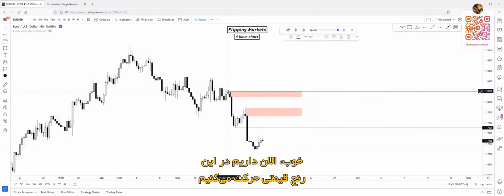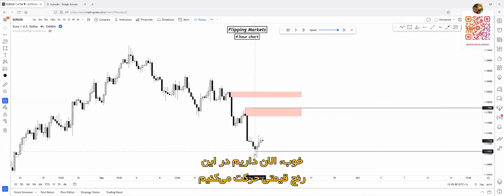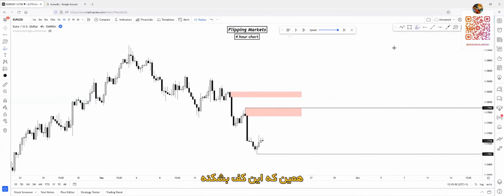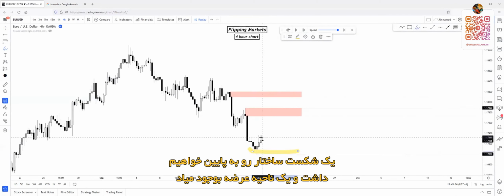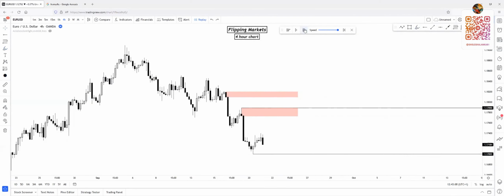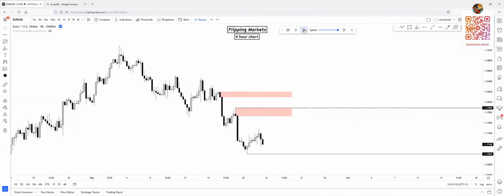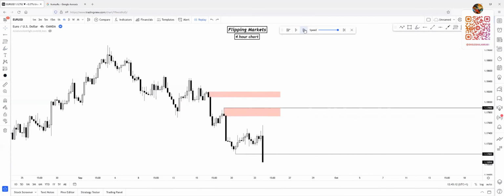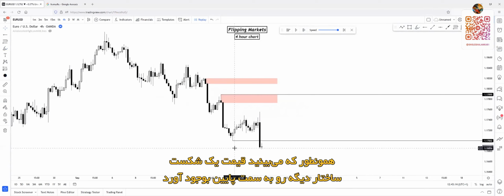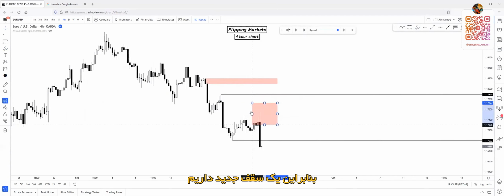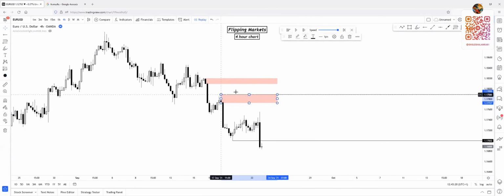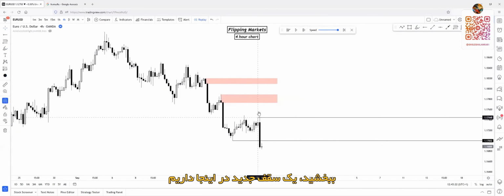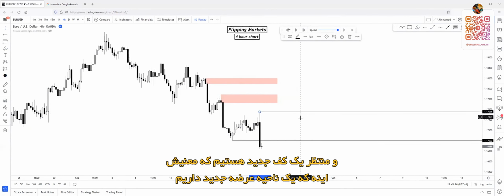So we are currently moving in this range. As soon as this low breaks, it will create a break of structure to the downside and will form a new supply zone. Okay, as you can see, price created another break of structure to the downside. So we have a new high here and we are waiting for a new low. And this means we have a new supply zone also.